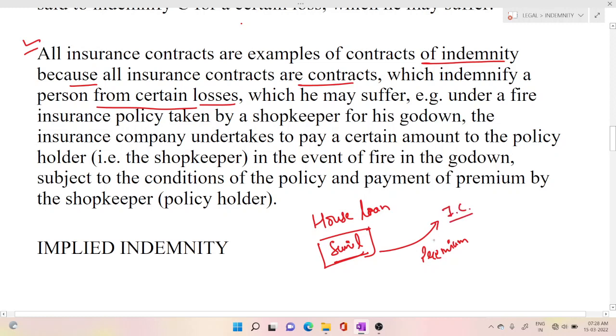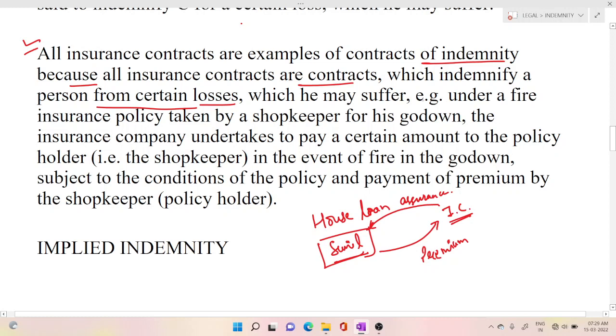Okay, the insurance company pays the premium to the insurance company. In lieu of these premiums, the insurance company provides him a kind of indemnity assurance. In lieu of the premium, the insurance company provides Mr. Sunil the assurance that in case of loss, the insurance company will make all the losses good to Mr. Sunil.